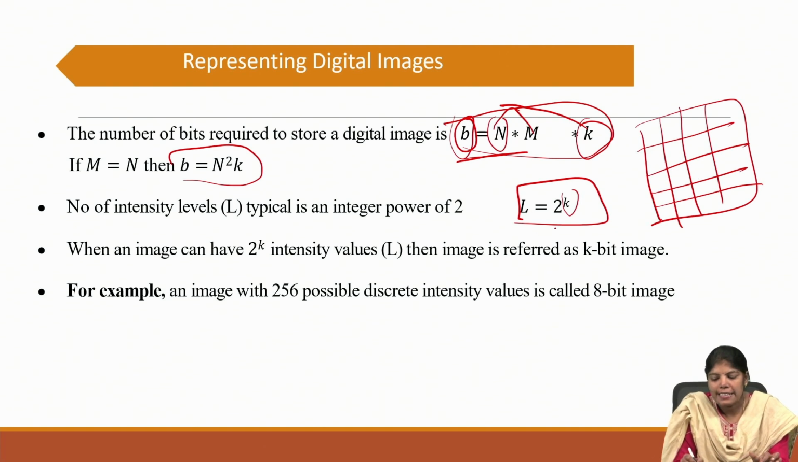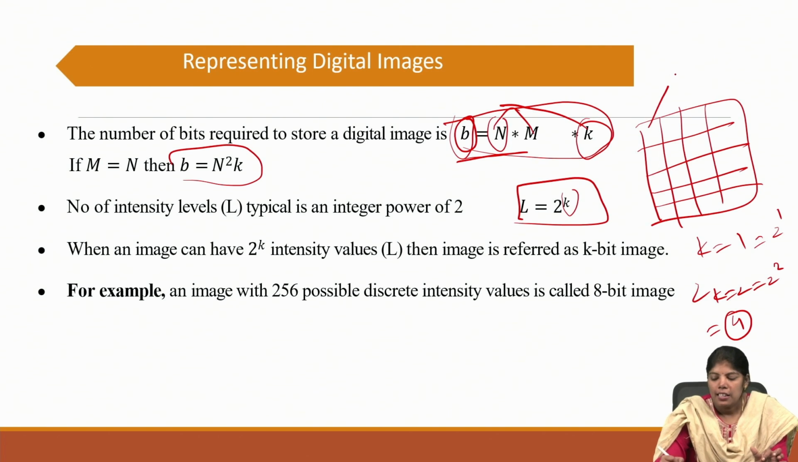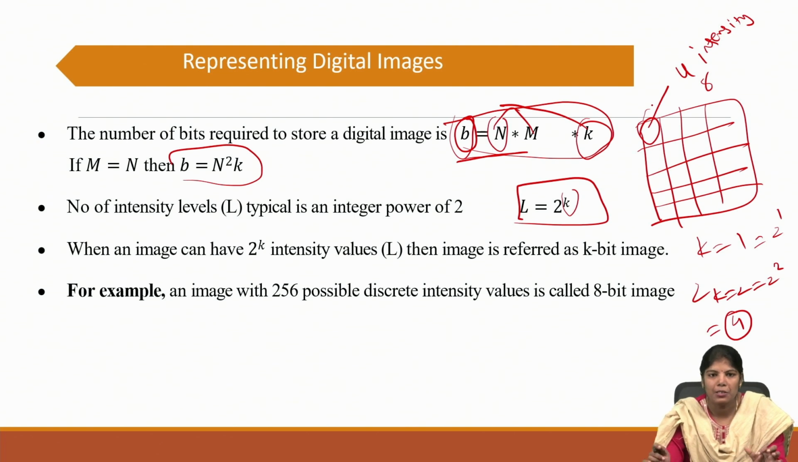So l is equal to 2 power k, where k is a positive integer. If k is equal to 1, the value will be 2 power 1, which is 2. If k is equal to 2, the value will be 2 power 2, which means 4. What does it mean? This pixel can hold 4 intensity values. Got it? If it is 8, this pixel is able to represent 8 different intensity values. That is the meaning of this pixel information, and this is the formula.